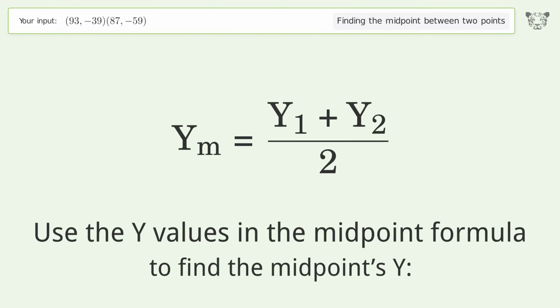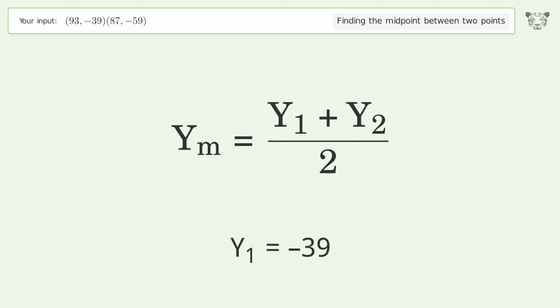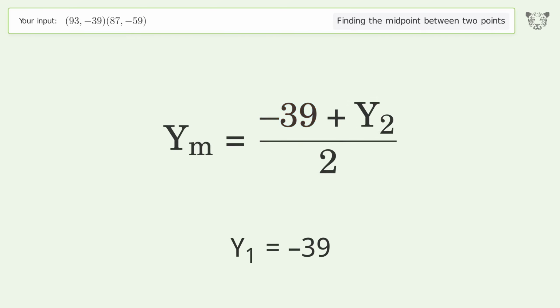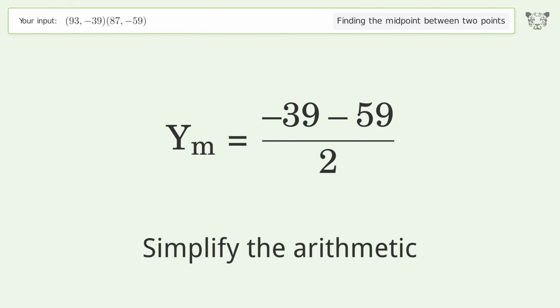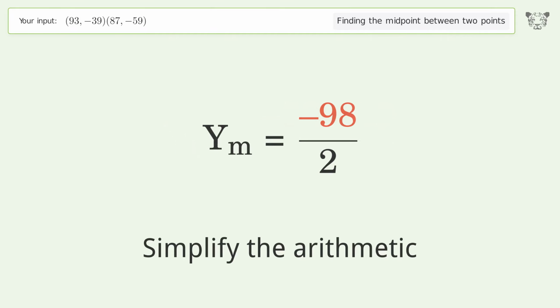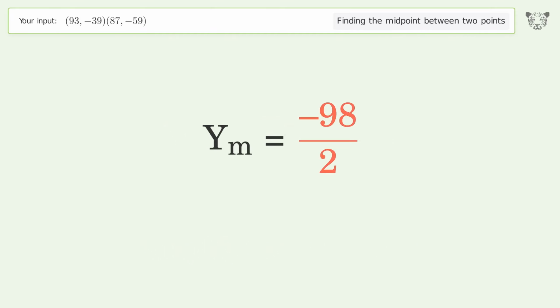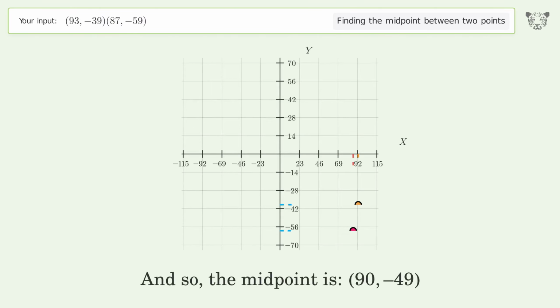Use the y values in the midpoint formula to find the midpoint's y. y1 equals -39. y2 equals -59. Simplify the arithmetic. And so, the midpoint is 90, -49.